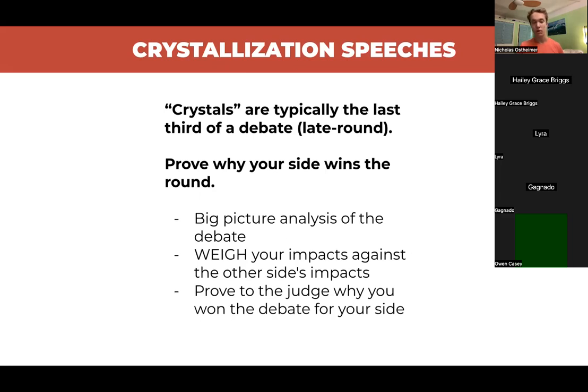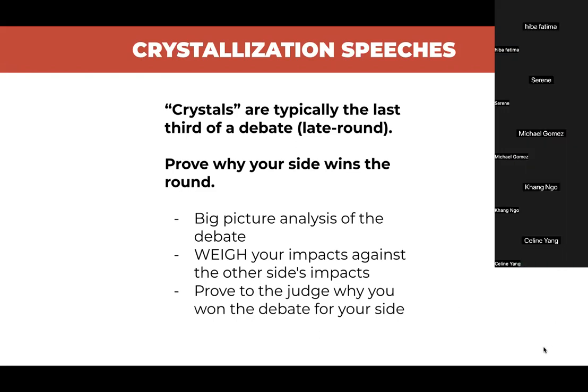And one of the most important parts of a crystallization speech is weighing. Throughout the round, you're going to hear a lot of different impacts. Inflation, lives lost, lives saved, jobs lost, jobs gained. As a crystallization speaker, the burden is on you to weigh these impacts against the other side's impacts and say, this is why everything you've heard from the affirmation or the negation is more important than what you've heard from the other side. Think of it this way. You are using this speech as a chance to convince your judge, having heard what they have heard, which side they ought to vote on. Do we have any questions about crystallization speeches?